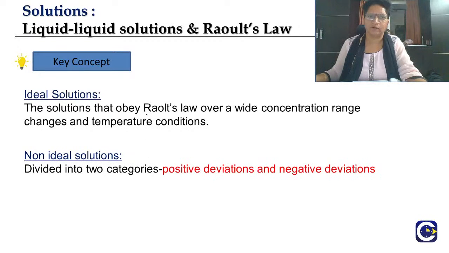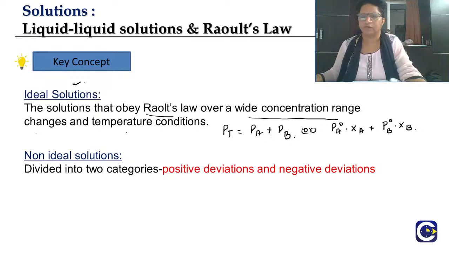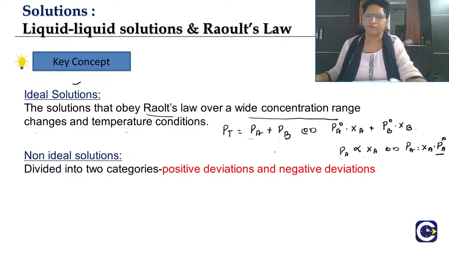The solutions which obey Raoult's law over a wide concentration range and temperature, we call ideal solutions. When will it be an ideal solution? When PT is equal to PA plus PB, or I can write it in terms of PA naught into XA plus PB naught into XB. If this formula is followed, PA is directly proportional to XA. Raoult's law says the vapor pressure of a liquid in a liquid mixture is directly proportional to its mole fraction, or we write PA is equal to XA into PA naught, where PA naught is in the pure state. So this is Raoult's law.